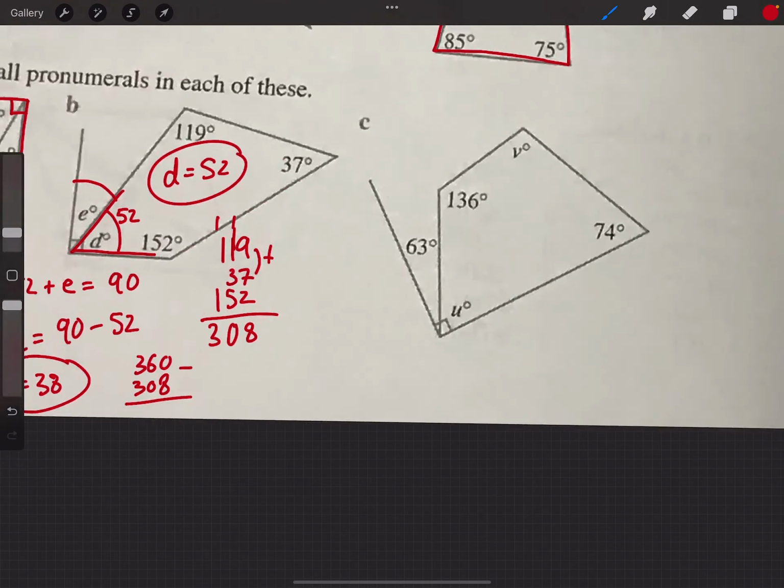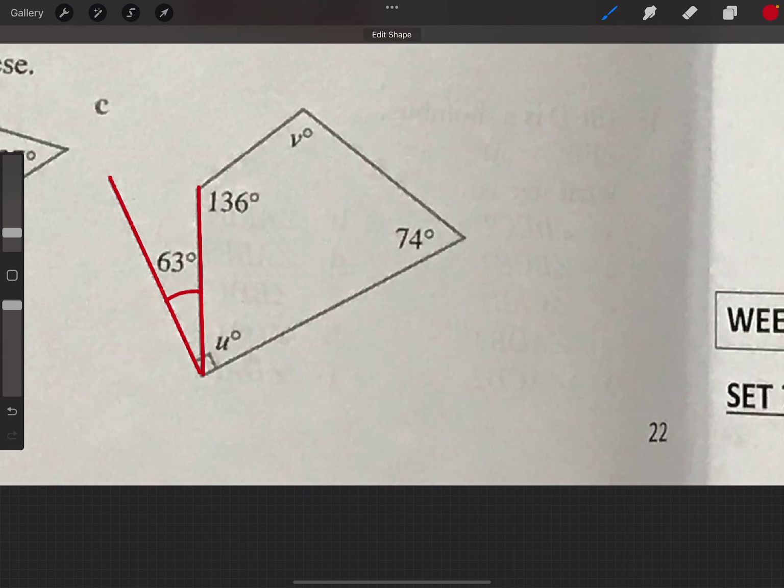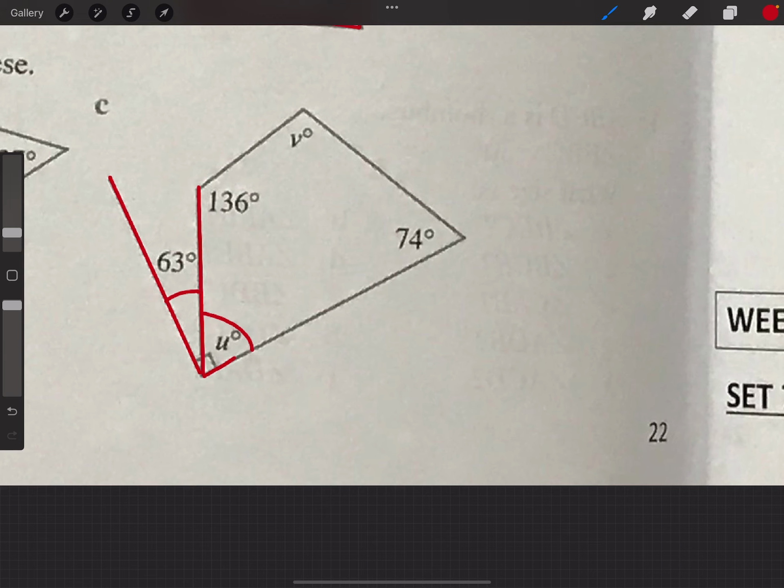Alright, last question here. C, well, let's have a look here. We know this is 63, right? It's not drawn to scale. But if that's 63, then what's U? We know that U plus the 63 is going to give us 90. So 90 take away 63 and that'll give us 27. So U must be 27 degrees.